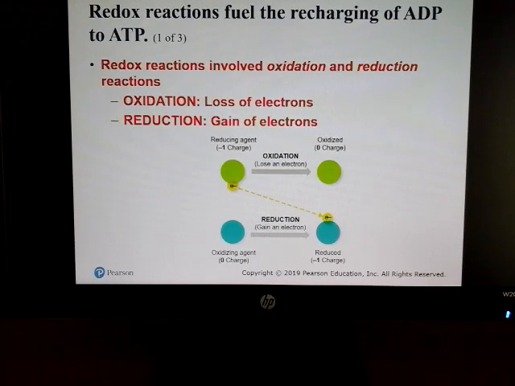Also important in making ATP is what's known as redox reactions, and that's oxidation and reduction. So please know that oxidation is a loss of electrons and reduction is a gain of electrons, and a lot of times that's coupled together.